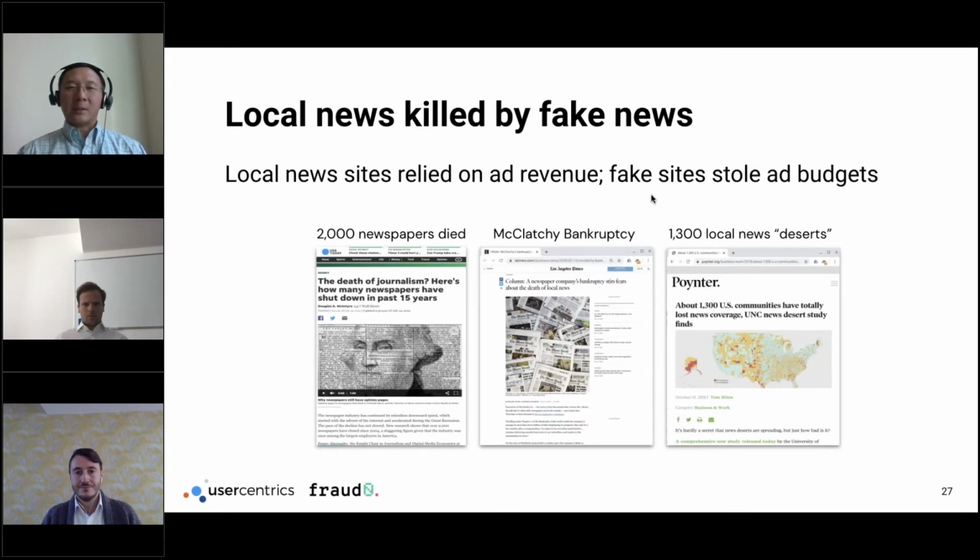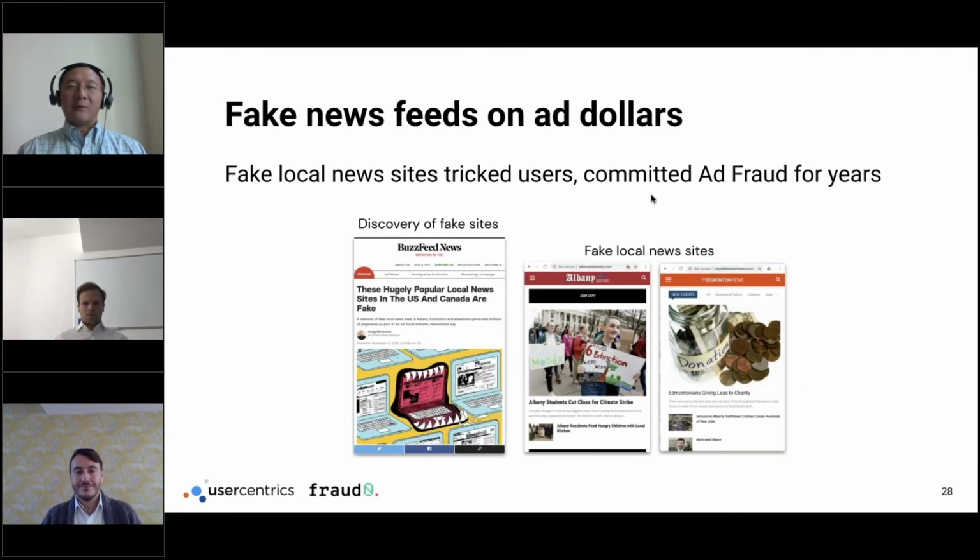So some of these are just the effects that have played out over the last 10 years. And here in the US, with the elections coming up in November, the lack of real local newspapers means that there's a lack of real local news. And what's come to fill the void are fake news sites, right? So it's those same ad dollars that are now fueling fake news sites, right?